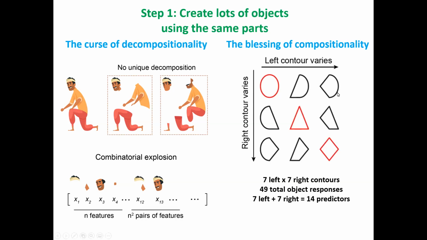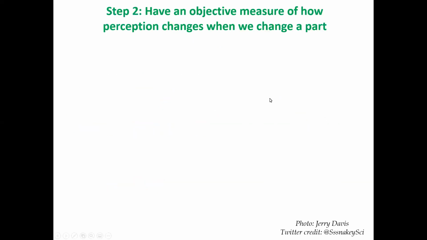The second ingredient is somewhat simpler than this. It is simply to have an objective measure of how much perception changes when you change a part. And remember, if you think about it from first principles, you take two objects and one object has a part that is changed compared to the other. If you simply ask people how different these two objects are, this is a very subjective question, and there's no objective measure that you can put together to quantify how much perception is changing.